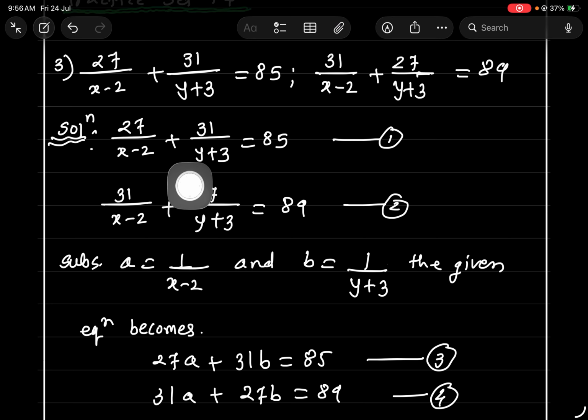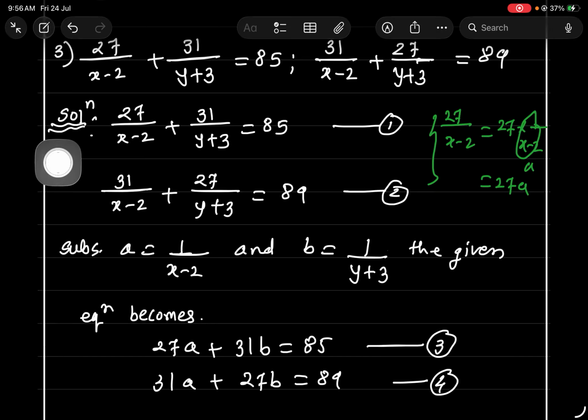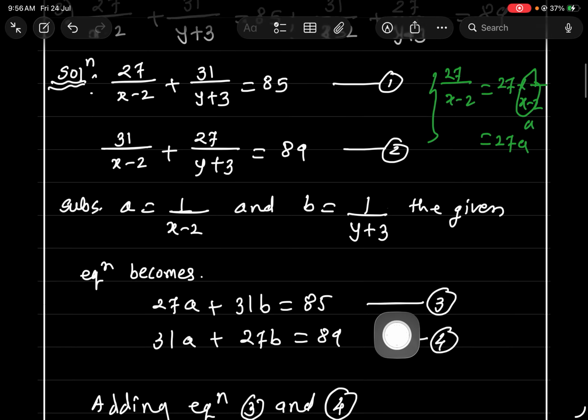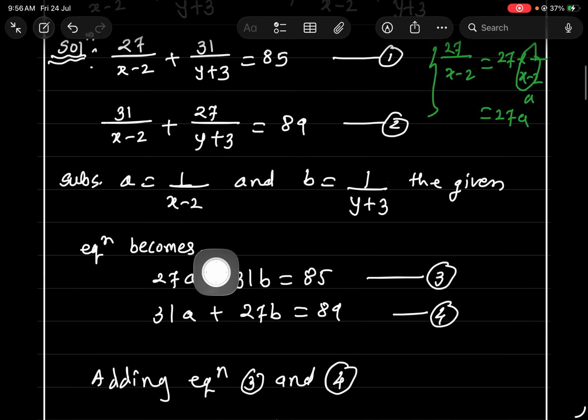Now here 27 means 27, you can write like this. 27 upon x minus 2 means what? 27 into 1 upon x minus 2. So if x minus 2 is a, then 27a will come. Then 31 upon y plus 3, with b equal to 1 upon y plus 3, so 31b equal to 85. So this is the third equation. Then for the second, 31 upon x minus 2 means it is 31a and 27b equal to 89.